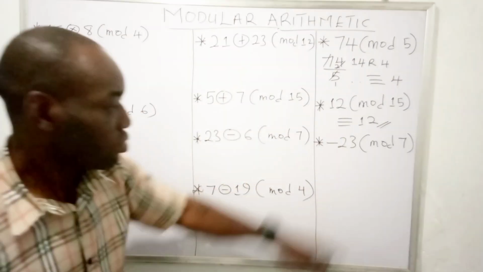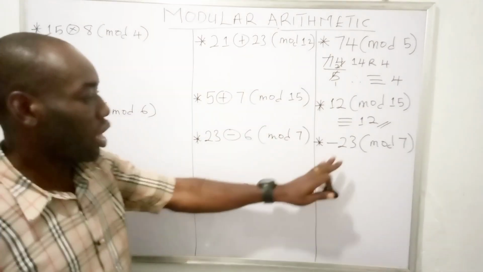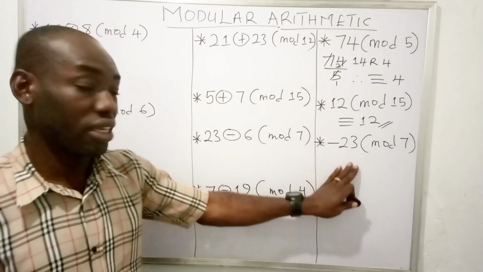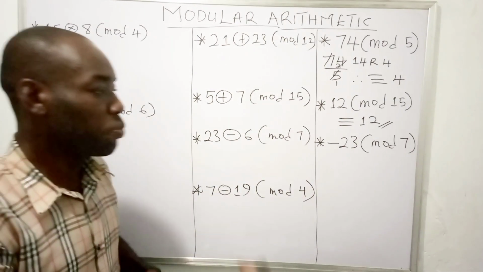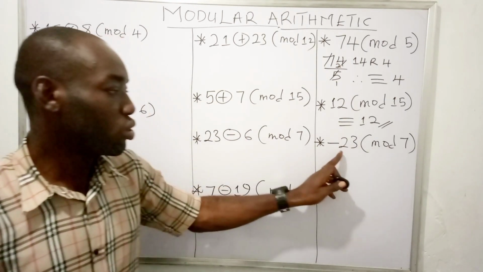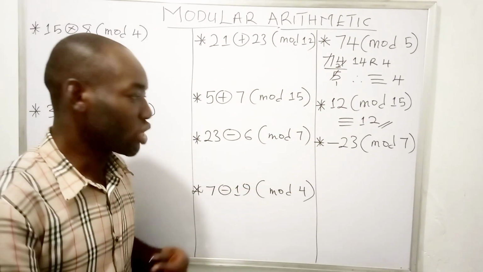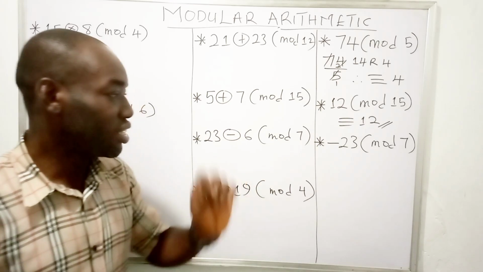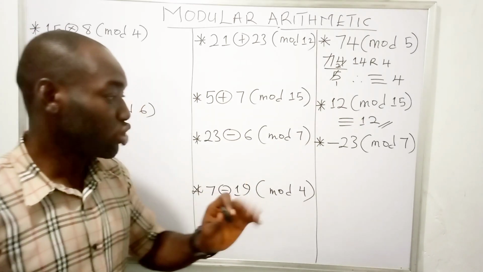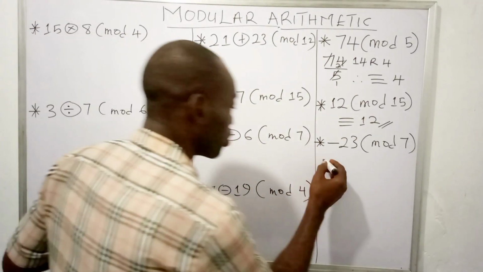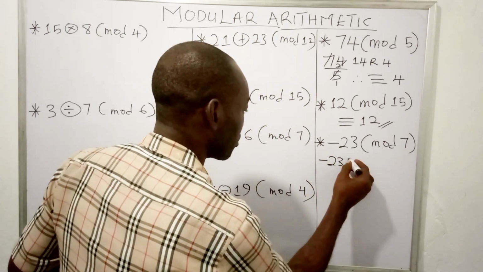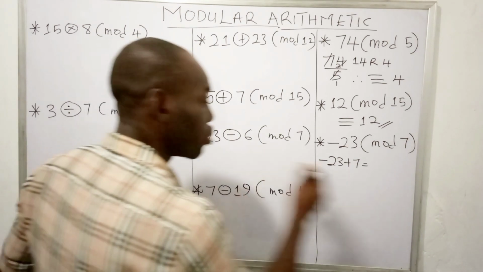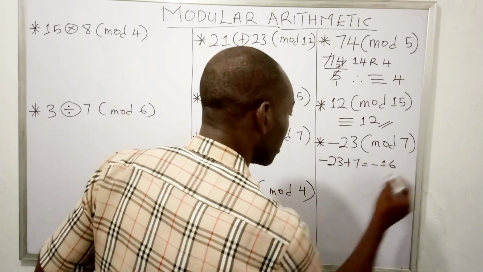Now let's see that with negative numbers. Here we have minus 23 mod 7. The easiest way to handle this is to keep adding the mode to the negative number. As you keep adding, the moment you have the first positive integer, that becomes the solution to that problem. So let's do this now. We have minus 23 plus 7. When we do that addition, we have negative 16.